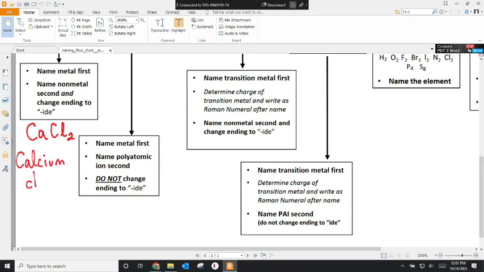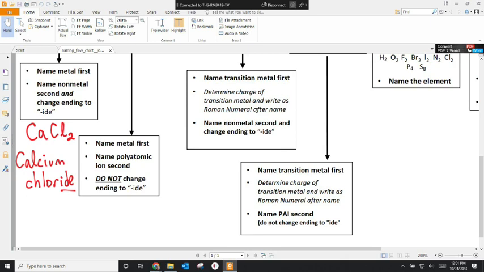One thing to keep up with when you do name these on Canvas, you'll be typing in answers, and Canvas is very picky even with capital letters. The way we name these, you capitalize the first letter of the first word, and you don't capitalize the second word when you name them. So capital C for calcium, lowercase c for chloride. And like we know, you just change the ending to IDE if it's just the single element there, not polyatomic.